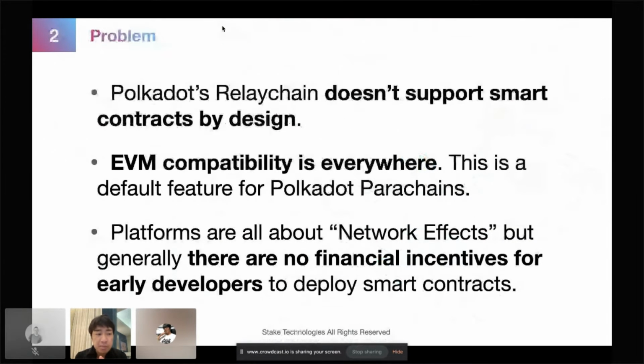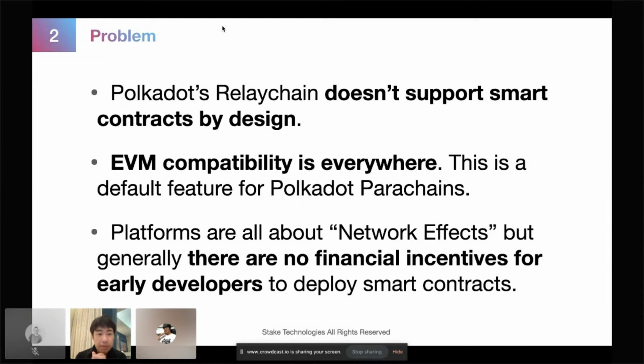Today we have some problems in the Polkadot ecosystem. The first one is the Polkadot relay chain. The heart of Polkadot does not support smart contract functionalities by design. So technically speaking, no one makes smart contracts or applications on top of the Polkadot relay chain. We need at least one parachain that supports smart contracts by design, and this is where Astar Network comes in.